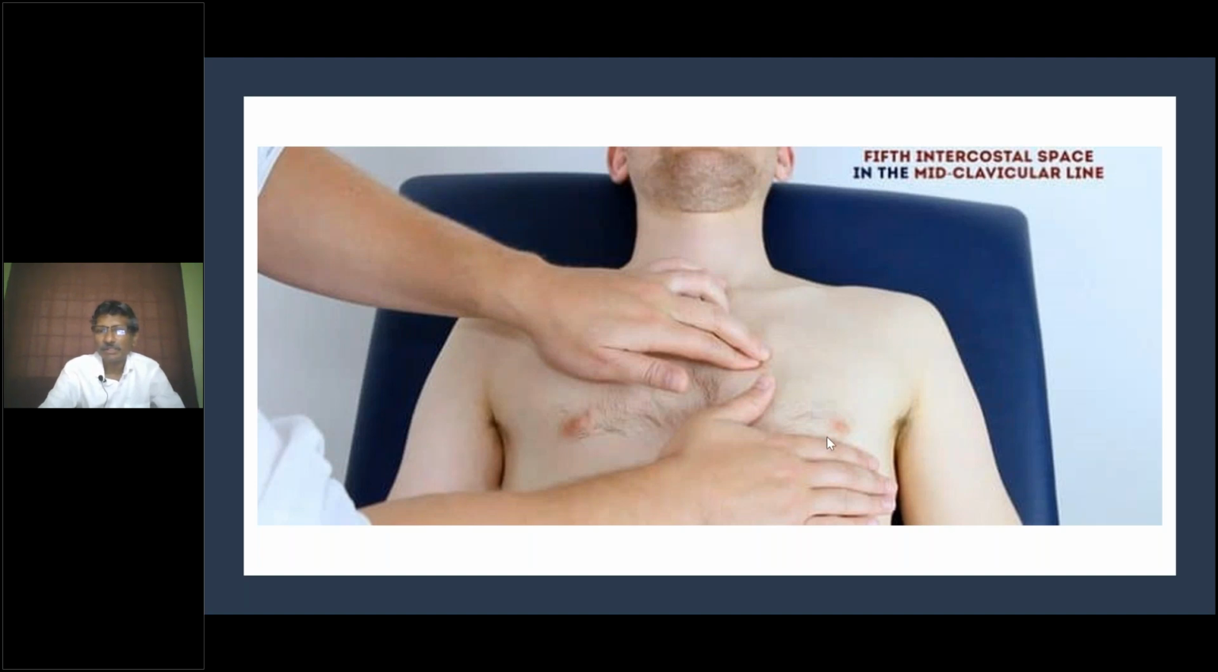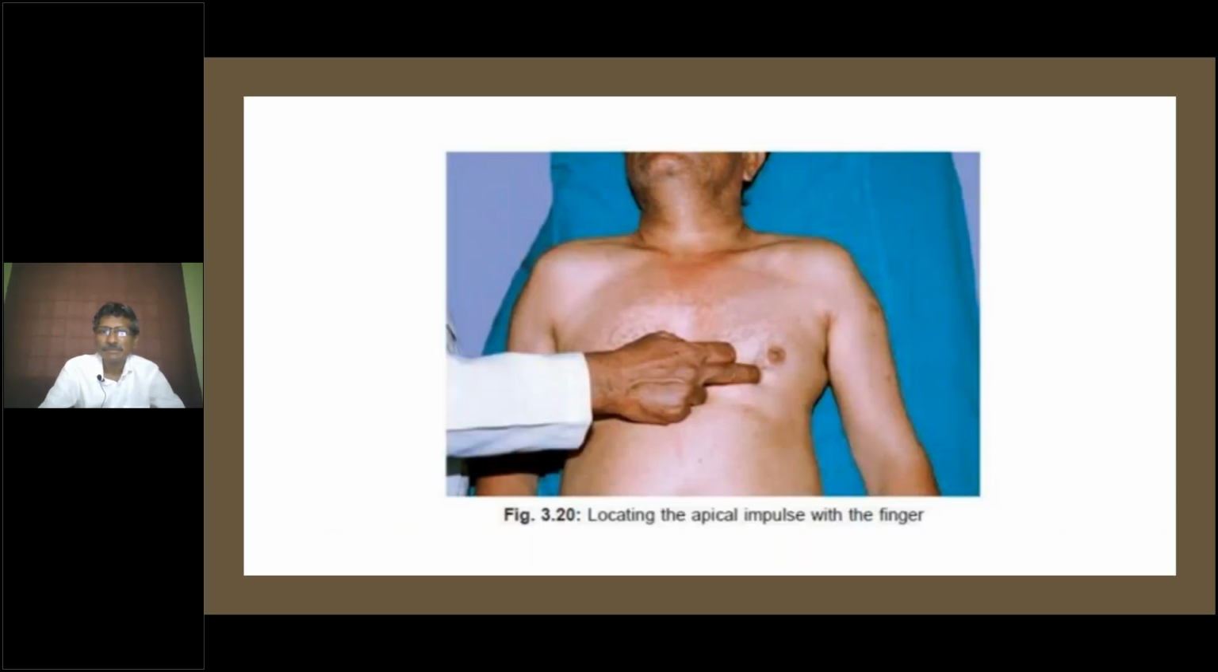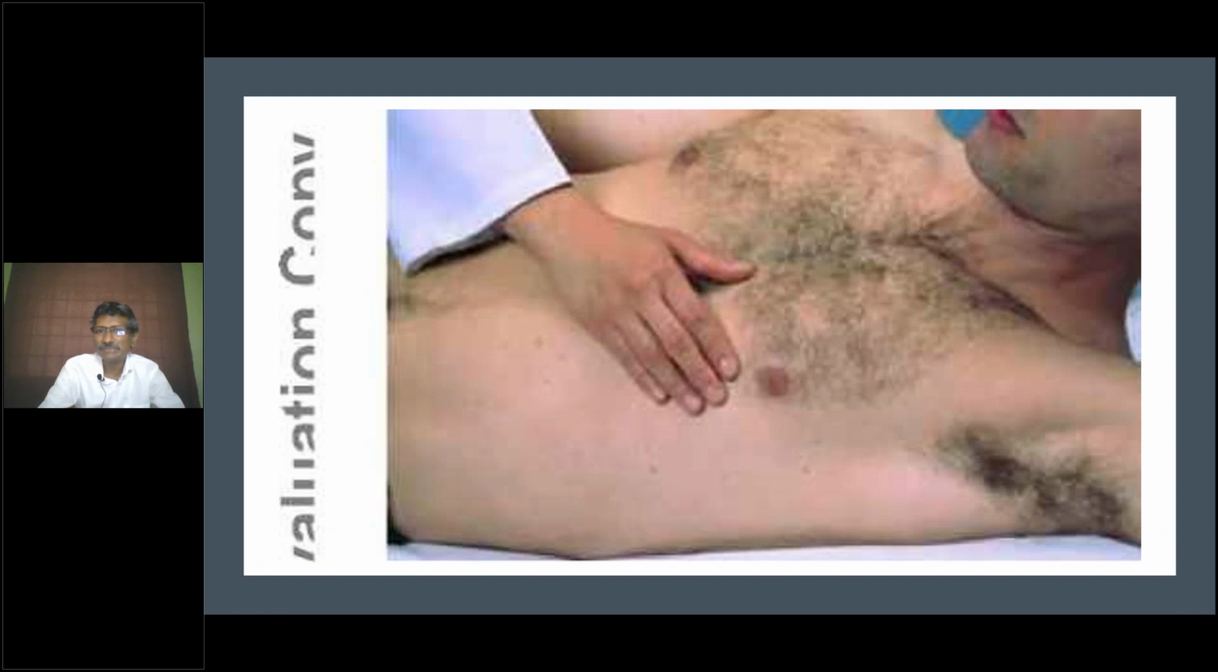Okay. So now I'll go to the second part of the palpation of the apical impulse. The second part is to study the character. Here you are putting the patient in the left lateral position. See what happens to the position of the apical impulse when you put the patient in the left lateral. What happens to the position of the apical impulse? It shifts more to the left.